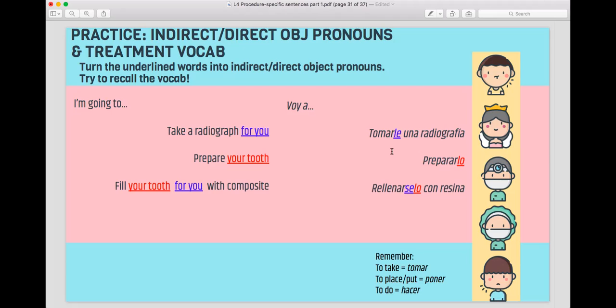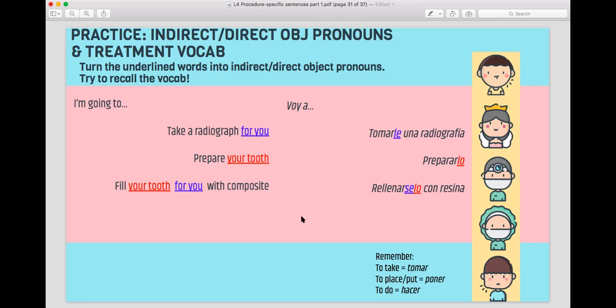If you were saying prepararle, that's you offering to do something, preparing something for someone. But if you're going to say to your patient, I'm going to prepare it, the tooth, right now, you would say prepararlo instead.